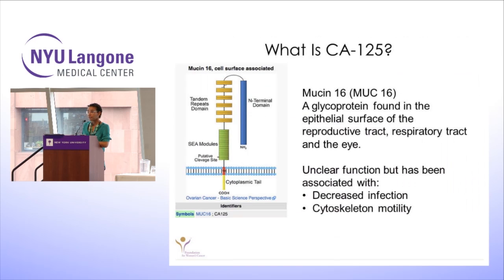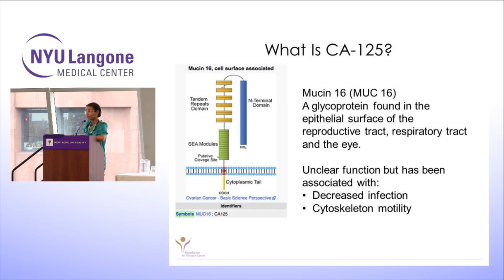So what CA125 is, it's actually what we call a glycoprotein. So it's part protein, part carbohydrate, and it lives along the cell surface. And you can see it kind of sitting out there. It's a relatively large molecule. Interestingly, we really don't know what it does. We know where it lives.